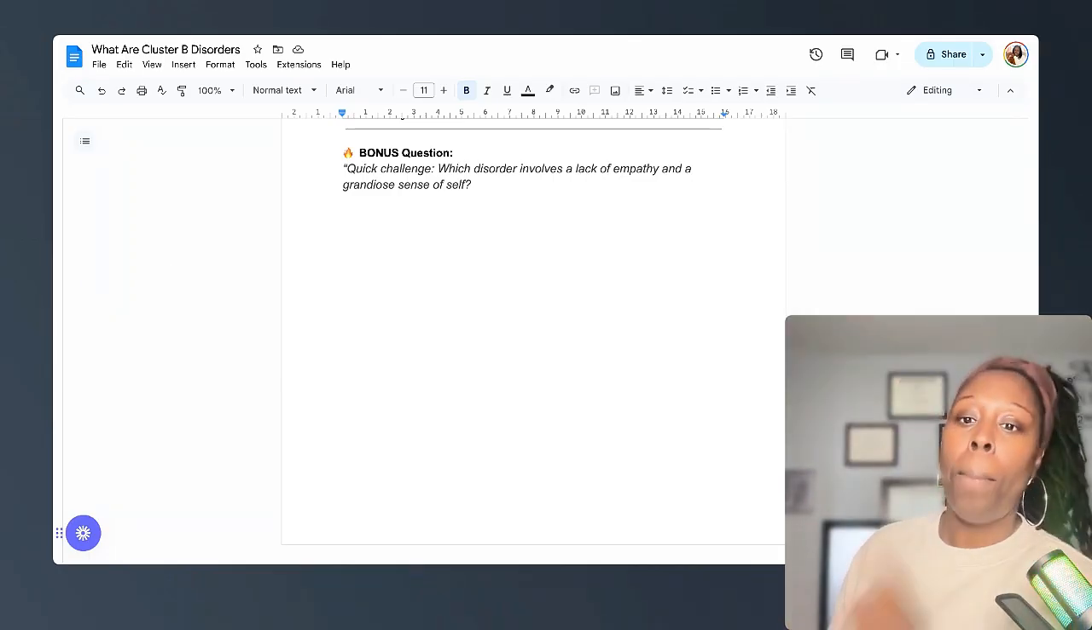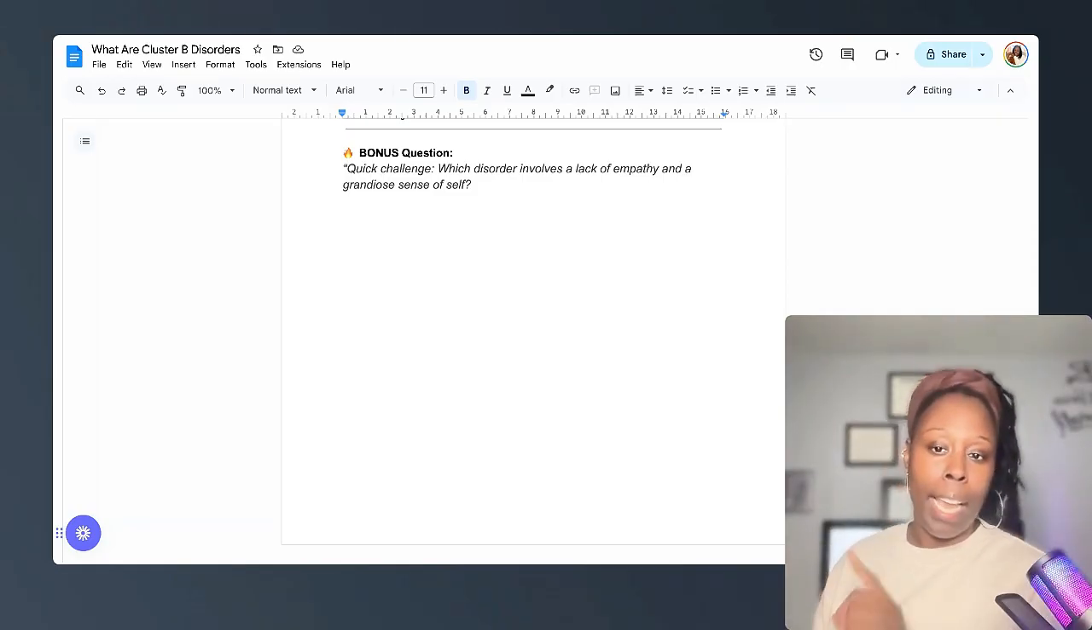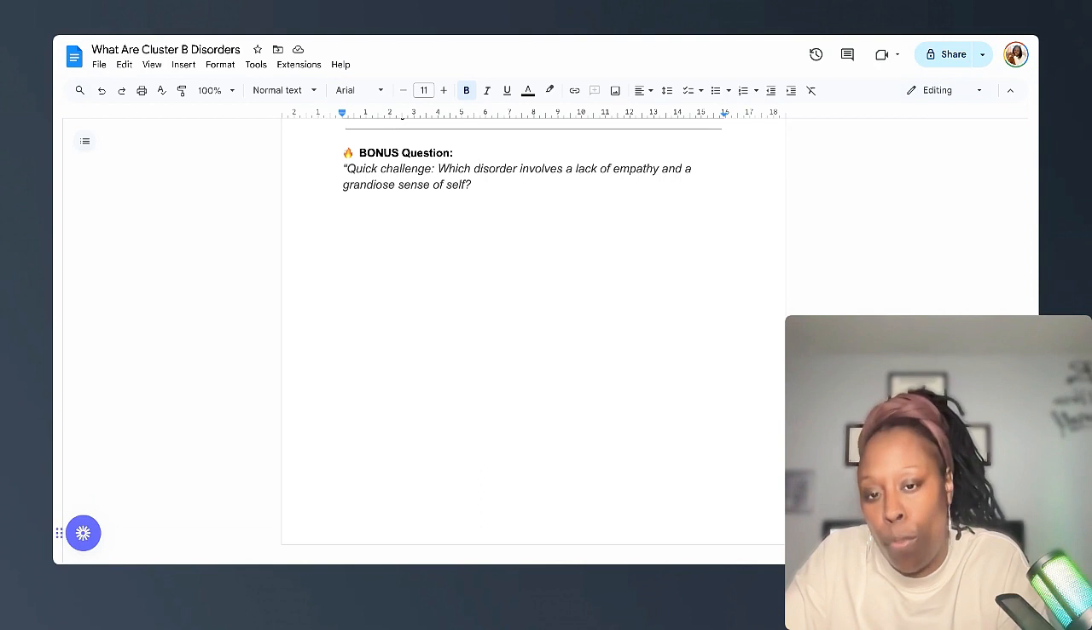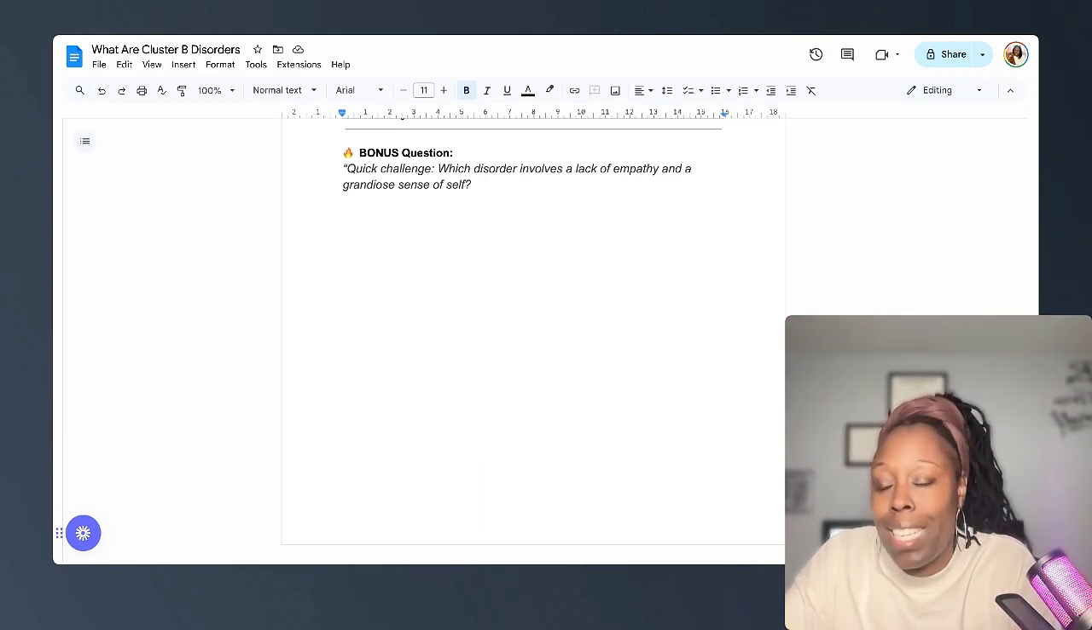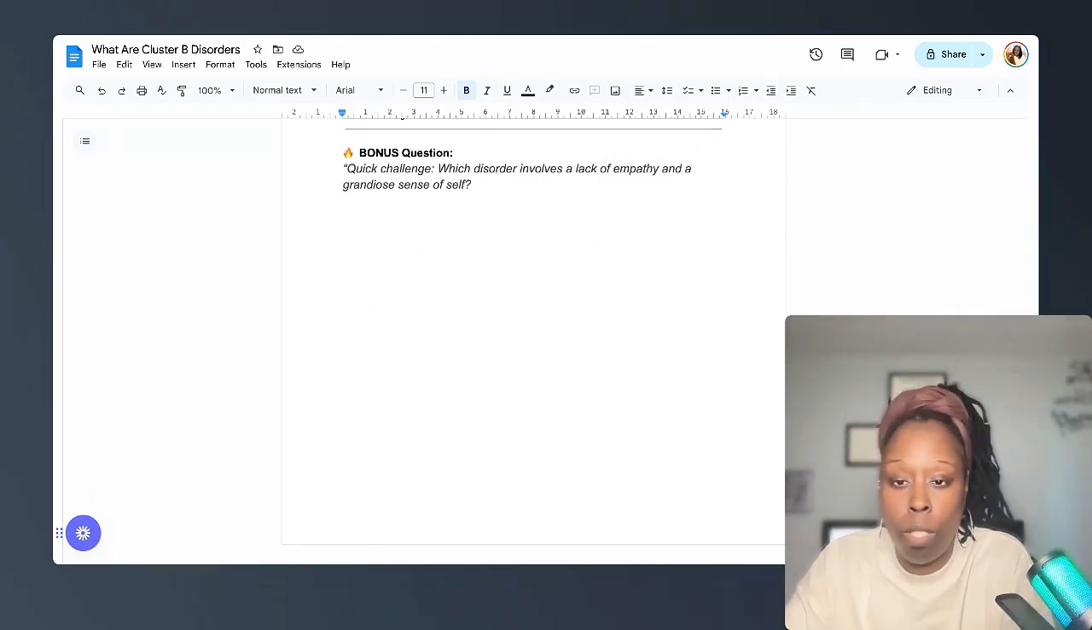But here's a quick challenge. Which disorder involves a lack of empathy and grandiose sense of self? I want you guys to drop the answer in the comment section so we can talk and dialogue to make sure you really understand these concepts in a way that you'll be able to spot them out when it comes to the big test day.